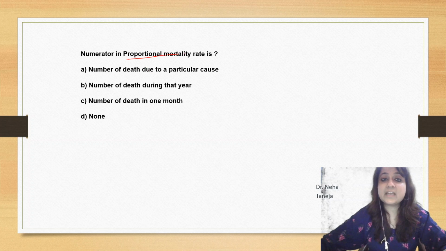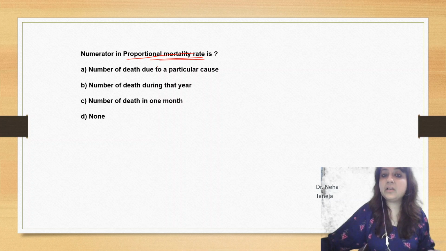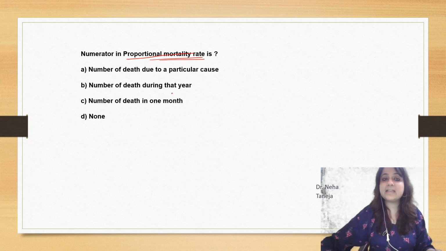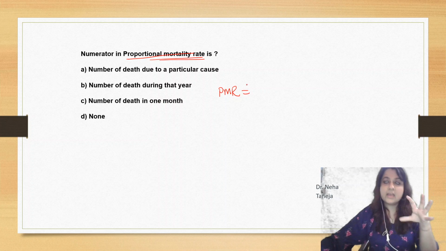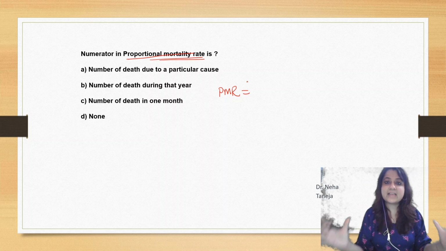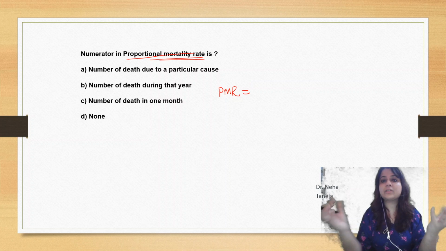What is the numerator in proportional mortality rate? Is it the number of death due to a particular cause? Is it the number of death during that year? Number of death in 1 month? So what is proportional mortality rate? Simple, proportion. Okay, that means a small part out of a lot. Alright, that is what is proportion.